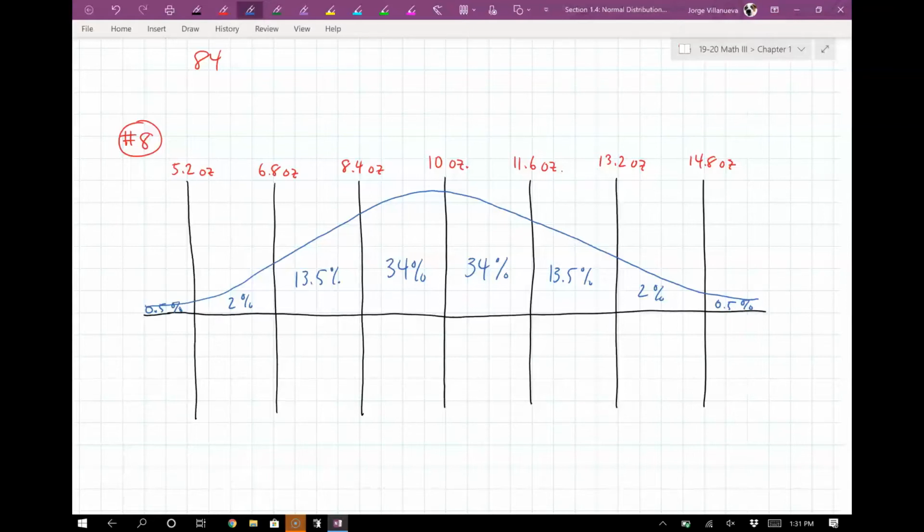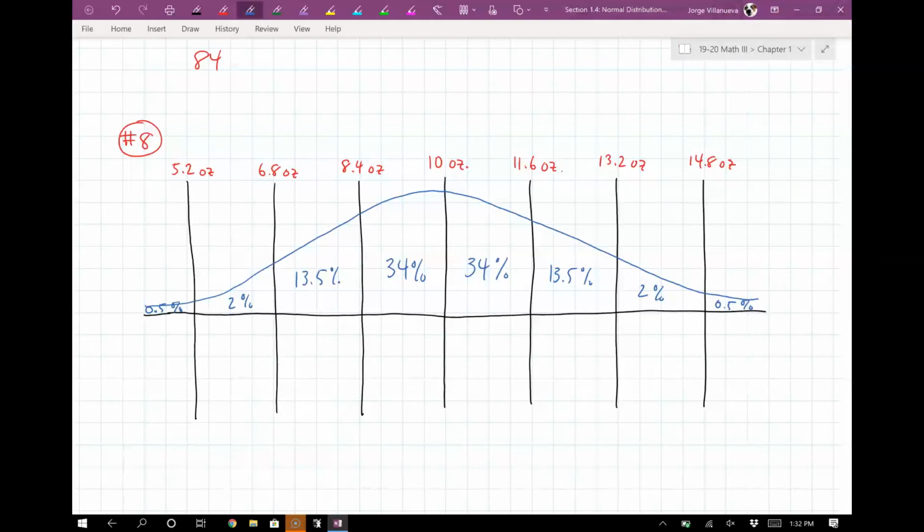They might say, you know, what percentage of the tomatoes is from 11.6 ounces to about 14.8 ounces, or past 14.8, so 3 standard deviations. So you're going to start 13.5, 2, and 0.5. That's 16%. Okay? So they'll ask you little things like this, so you have to know the numbers that represent those percentages so you can add them up properly. Okay? So you're just going to have to make sure you memorize those. All right? So 34, 34, 13 and a half, 13 and a half, 2 and 2, and then half and half.